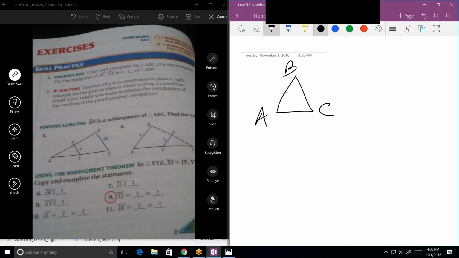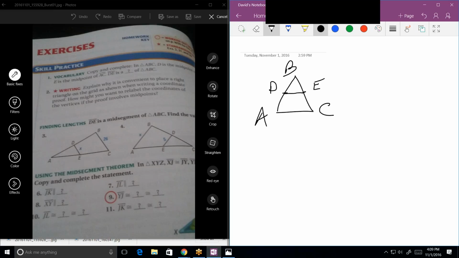So let's move on. D is the midpoint of AB, and E is the midpoint of BC. Is that what it said? So that's the correct picture. DE is a what of triangle ABC? What's the fill in the blank in place of that question mark? Yeah, it's a midsegment. All right. What next? Number 4?